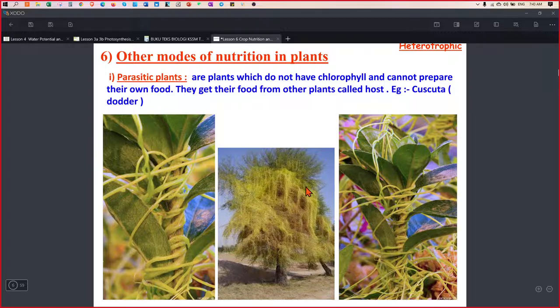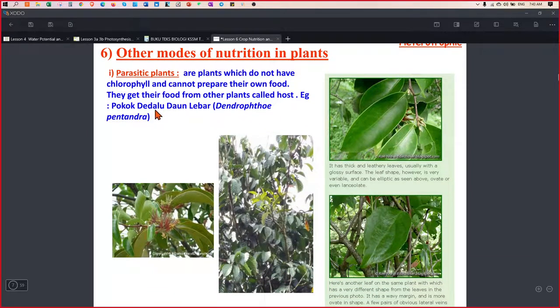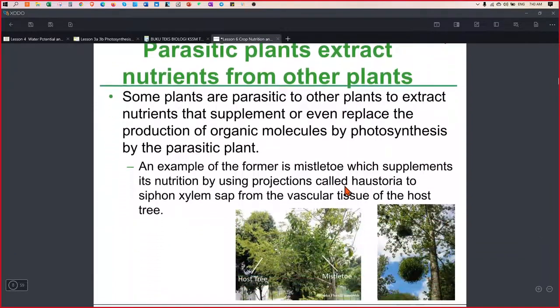This is not a tropical plant. You can't see it here. I've got another example here. This is the dalu plant, and this is the host plant. You can see how different it looks, but somehow, if you don't pay close attention, you think it's part of the same tree, but actually it's not. It's parasitic. It's living off the life essence of its host tree.